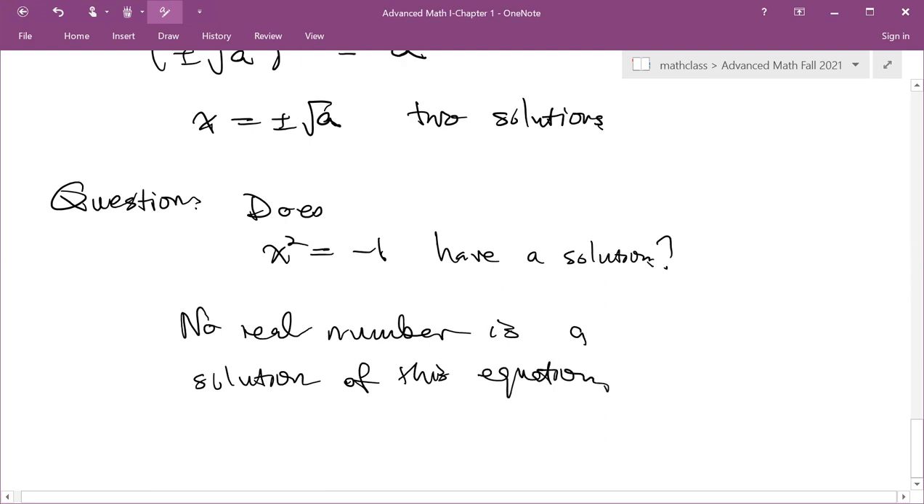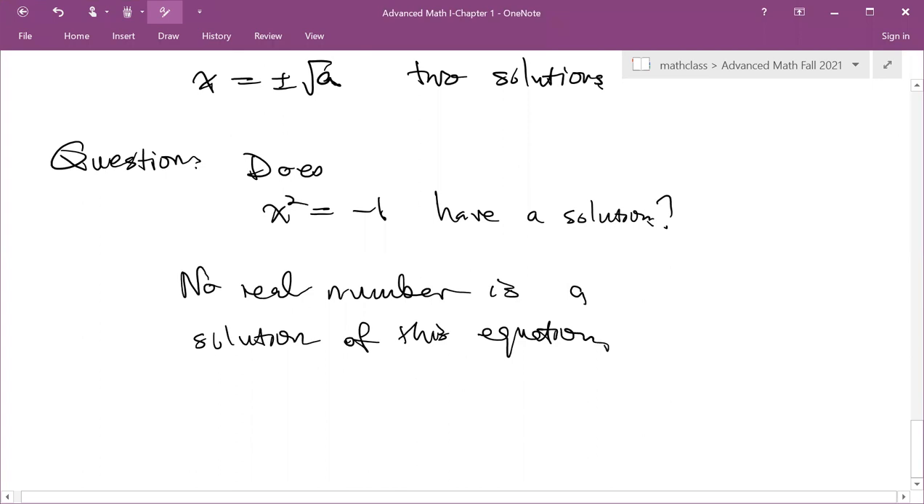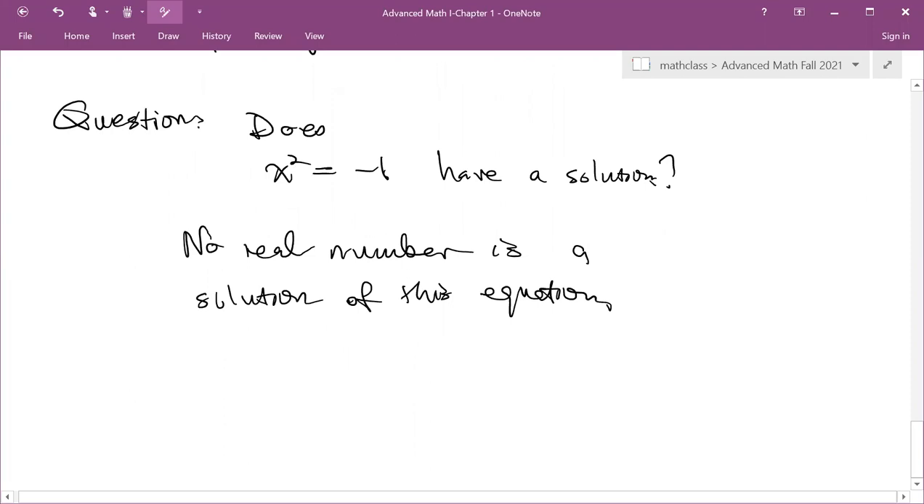Okay, but that's not the end of the story. If you were born 500 years ago, you would stop here: no solution. But someone still wants to solve this equation. So you have to introduce some notation.